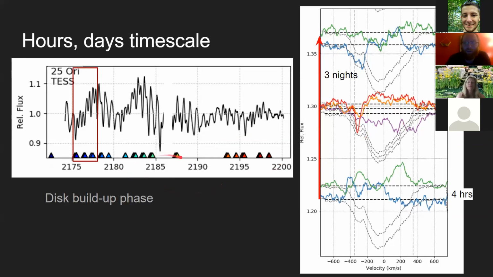Zooming in on just a 3-night span, we can see the data from 3 different nights, each night spanning about 4 or 5 hours. There are pretty dramatic variations just from 1 hour to the next. Sometimes across the whole line profile, sometimes more on the high velocity blue edge of the line.